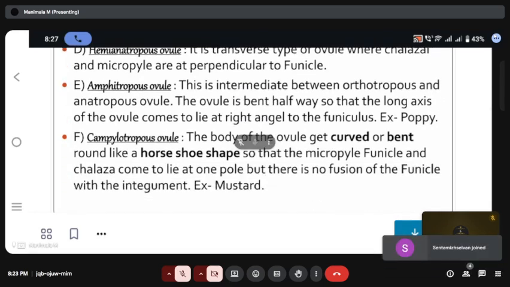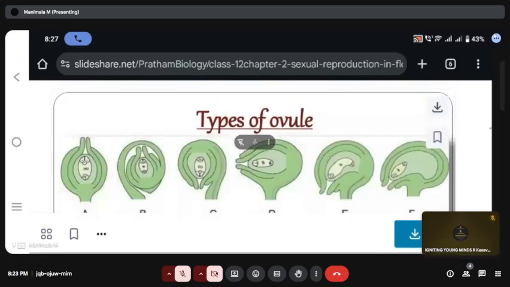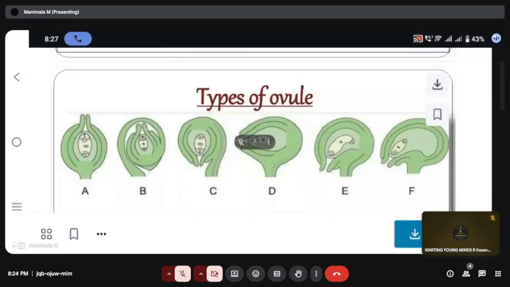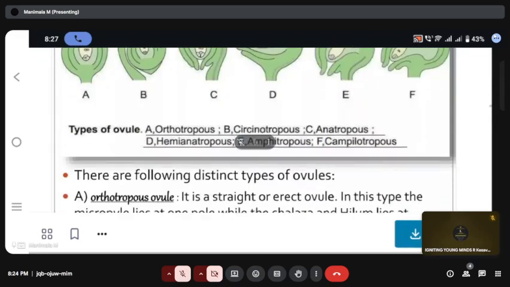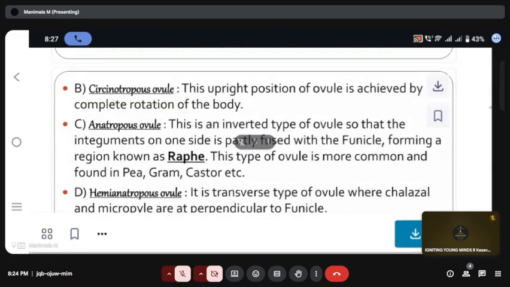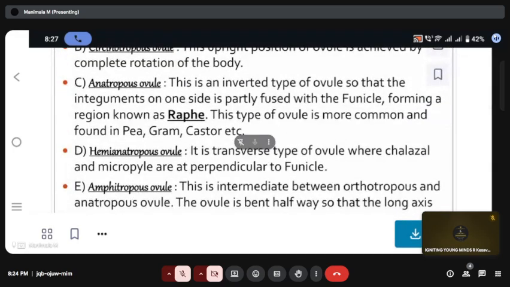Example, poppy. And next one is campylotropous. So this is what? A curved one. It is horseshoe shaped. So we can call it horseshoe shaped. And generally we follow the anatropous ovule only.